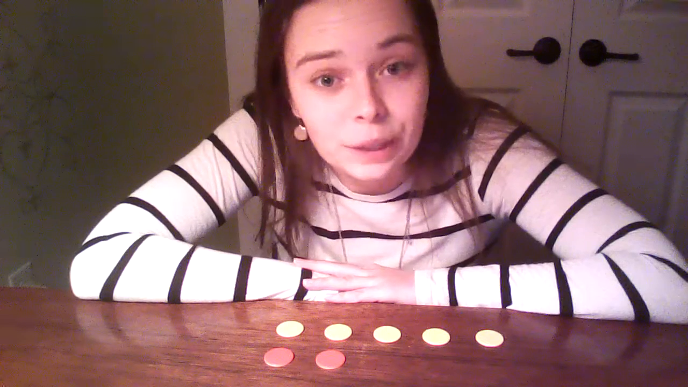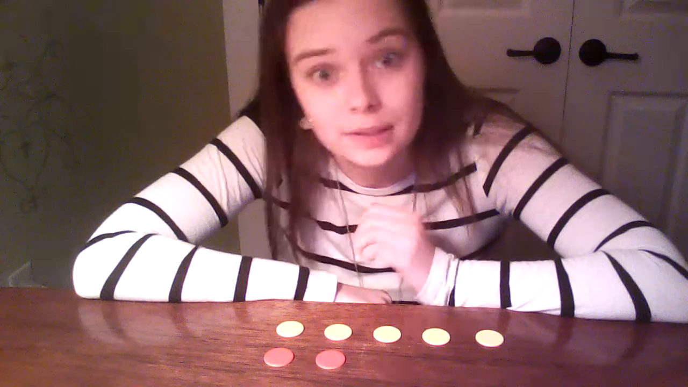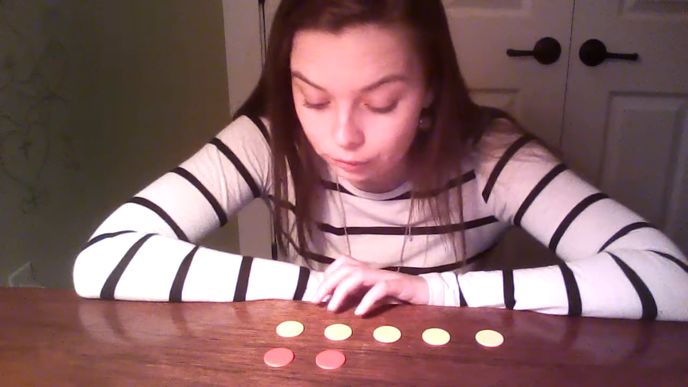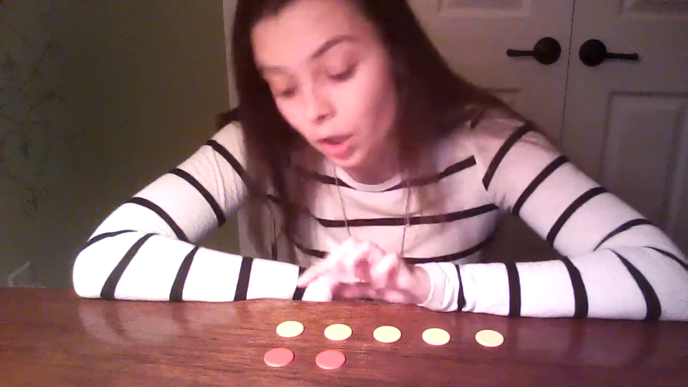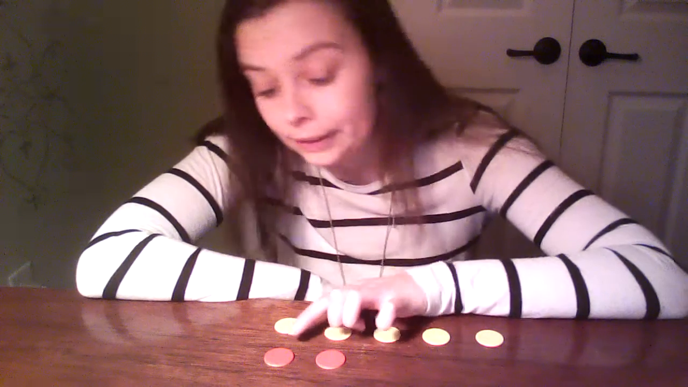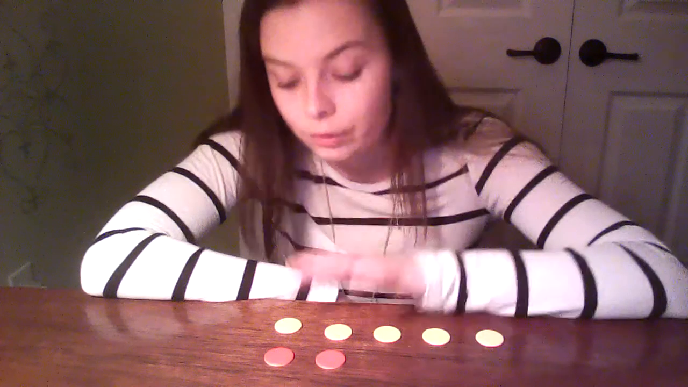So today, class, we are going to be practicing adding and subtracting negative and positive integers. For our practice today, we have our two-sided chips. Our yellow side is going to be our positive, and our red side is going to represent our negative integers. So we have yellow is positive, red is negative.